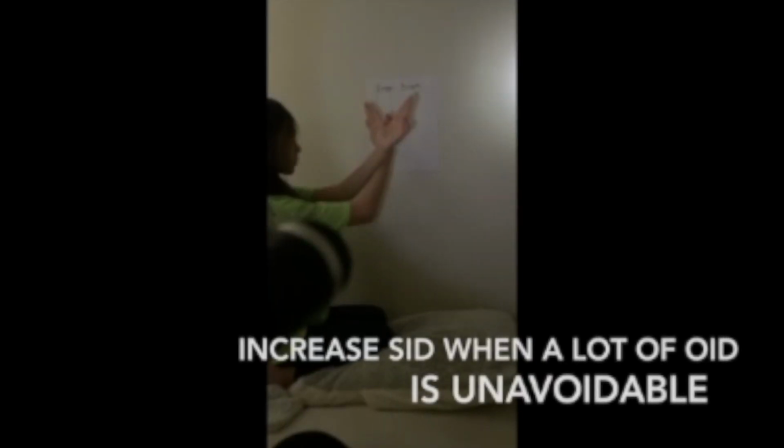Sometimes OID is unavoidable. This is especially the case in traumas and even some standard positions like sunrise knees. When you have a case where an absurd amount of OID is unavoidable, increasing SID will help decrease the magnification, as shown by Maddie G and Mr. Butterfly.